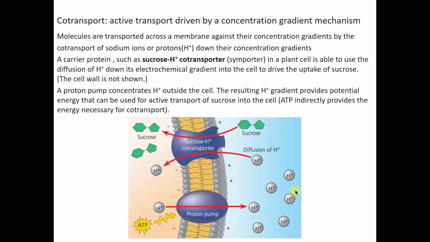Now, a proton pump, on the other hand, concentrates hydrogen ions or protons outside the cell. The resulting hydrogen or proton gradient provides potential energy that can be used for active transport of sucrose into the cell.